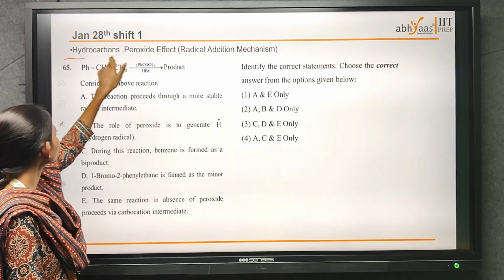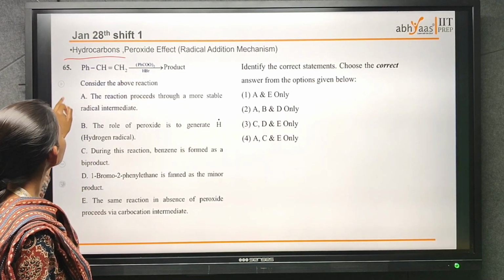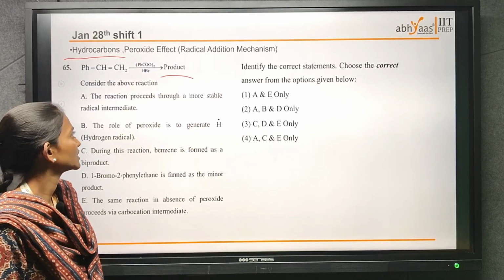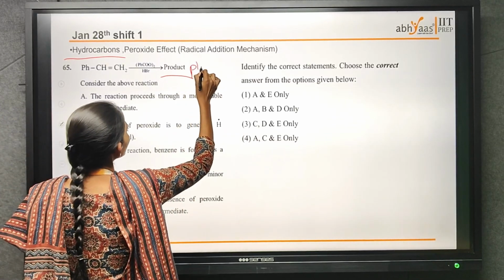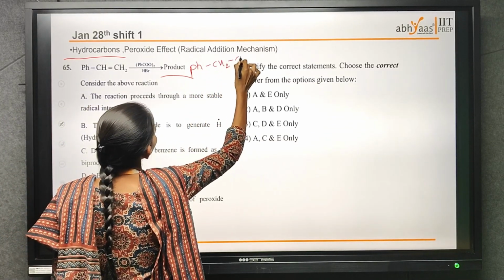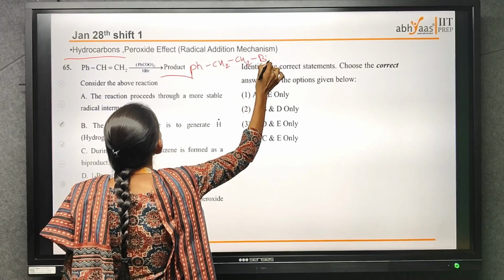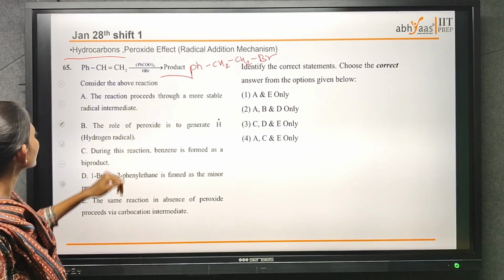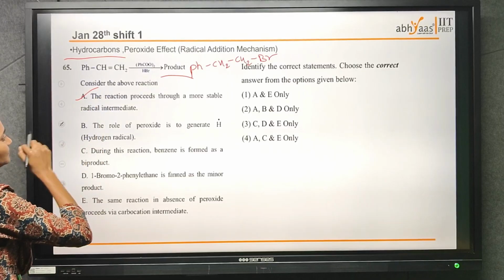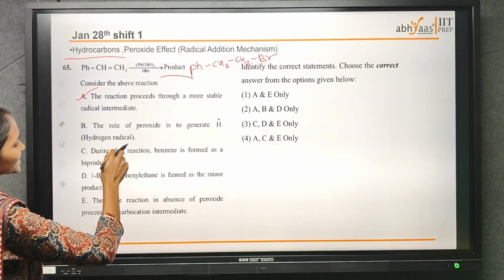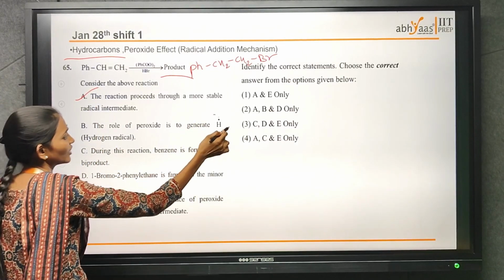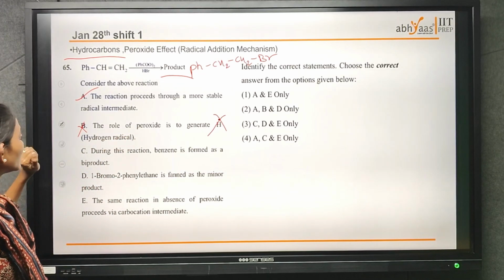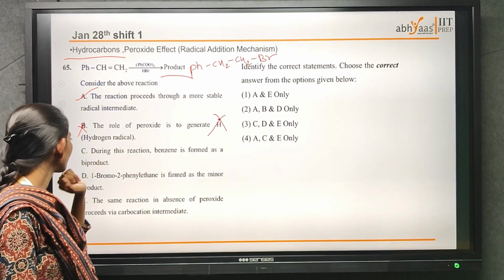Moving on to next question, which is from hydrocarbons. They are asking, for PhCH=CH2, what is the major product, which will be PhCH2CH2Br, right? So the reaction proceeds through a more stable radical intermediate. Yes. The role of peroxide is generated hydrogen radical, hydrogenation radical is not going to form here. During this reaction, benzene is formed as byproduct.